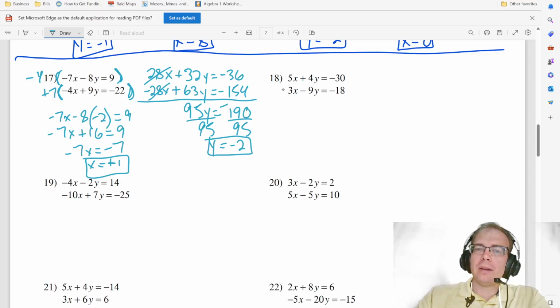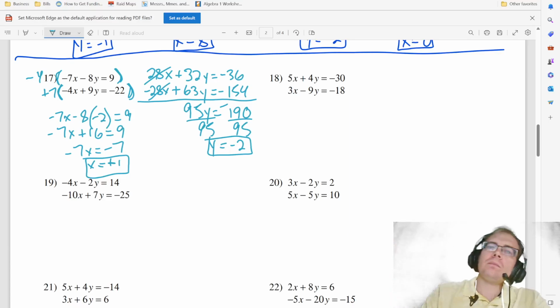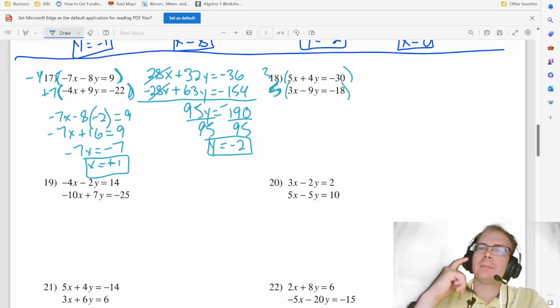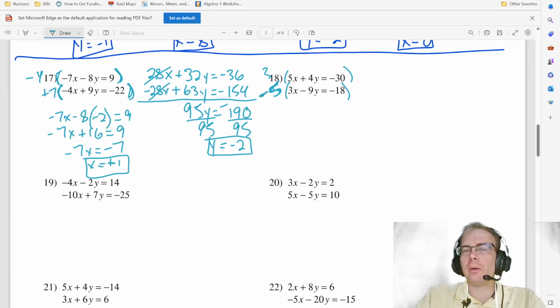Okay, so moving on. We're going to have to do it again for number 18. 5 and 3 are smaller than 4 and 9. So we're going to times them by the leading coefficient of the other. So times that by 3, times that by 5. Okay, I need to change the sign of one of those. Maybe this one. Just make the bottom one negative, I guess. Just for simplicity, always make the bottom one the opposite sign.